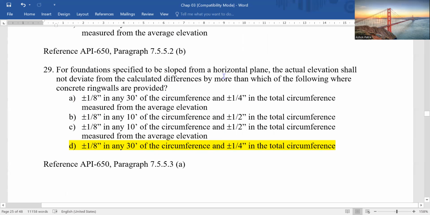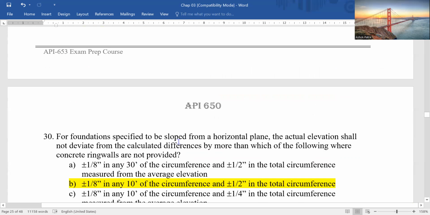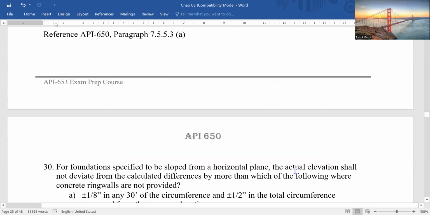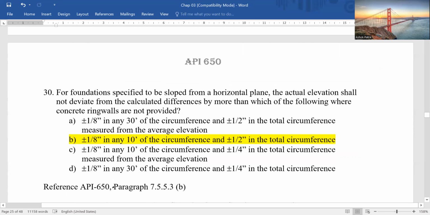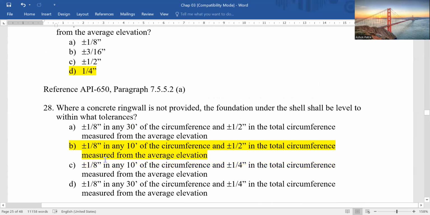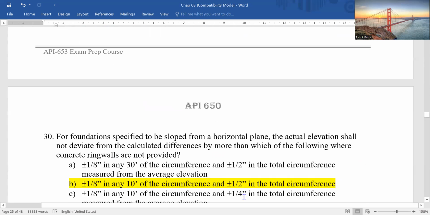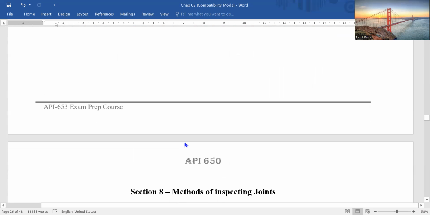For a foundation specified to be sloped from the horizontal plane, the actual elevation shall not deviate from the calculated difference by more than which of the following, where concrete ring walls are provided? So 1/8 inch in 30 feet of the circumference and 1/4 inch in the total circumference. Just repeated. If the foundation is specified to be sloped from a horizontal plane, there is a special clause for this, but these are repetitions of things. So 1/8 inch in 10 feet of the circumference and half inch. Here 1/8, 1/4, that is the difference. Sorry, 1/8 remains the same. Here is half, here is 1/4. It is 30 foot and this is 10 foot. Sorry. Okay, we'll stop here.